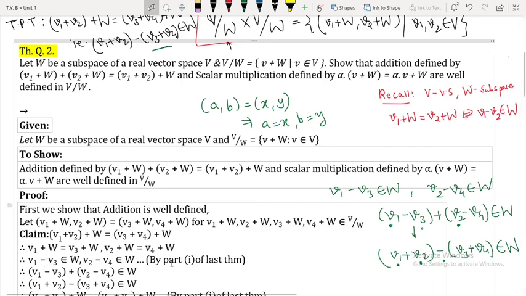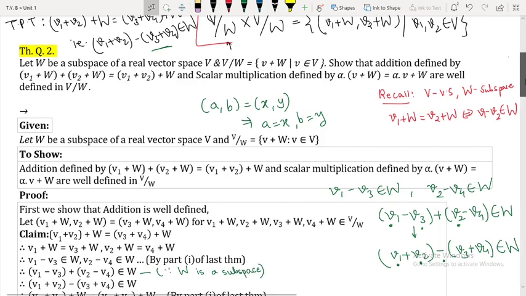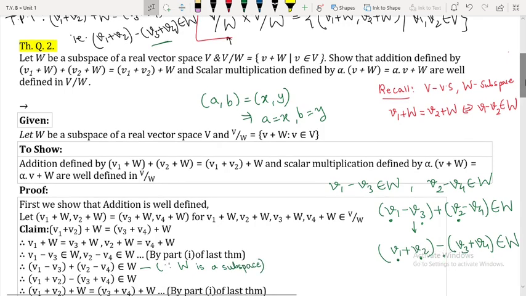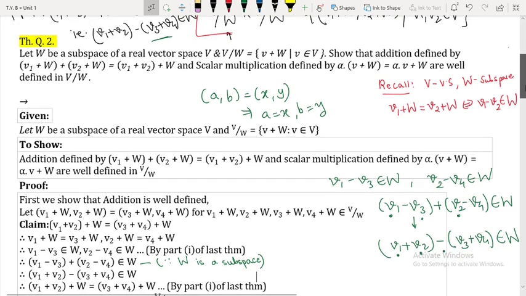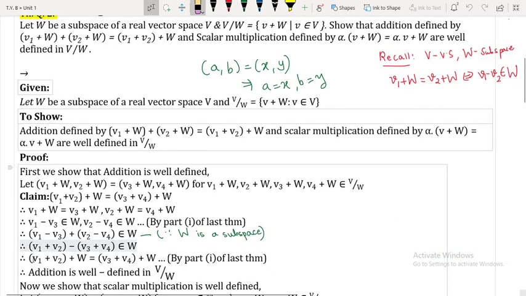This is due to part 1 of the last theorem that we have seen, and now since these two elements are in W, the addition lies in W. The reason is not mentioned, so you can state it if you want, since W is a subspace. Therefore this is possible, by simply doing some rearrangement of terms. So V1 plus V2 minus V3 plus V4 belongs to W, and that is what we wanted to prove. Again we have used part 1 of our last theorem. Therefore addition is well defined in V mod W.